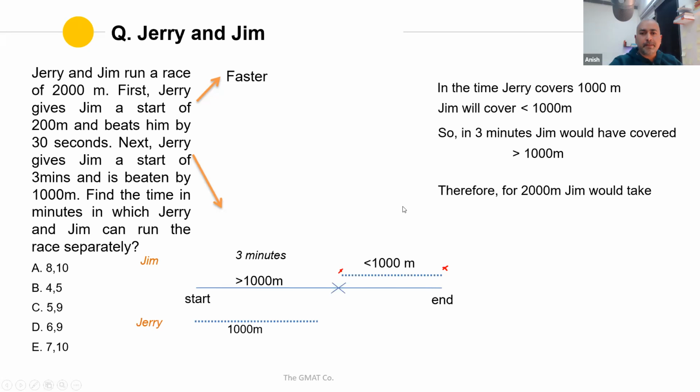Let me ask you this way. Compared with 6 minutes, where would he be? Would he take equal to 6 minutes, more than 6 minutes, or less than 6 minutes to cover 2000 meters? He would take less than 6 minutes. Why? Because he's covering more than 1000 meters in 3 minutes. So in 6 minutes, he'll cover more than 2000 meters. In other words, to cover 2000 meters, he would take less than 6 minutes.